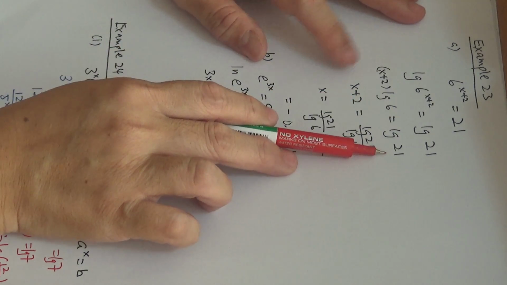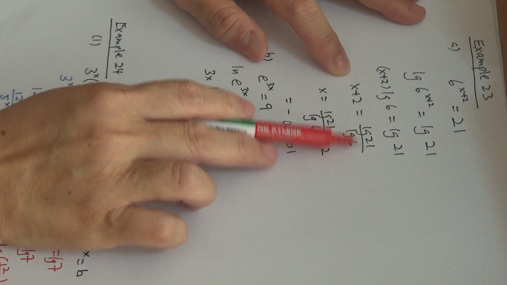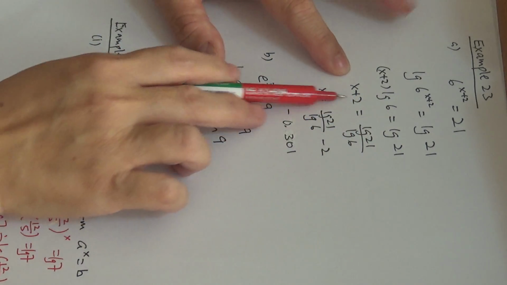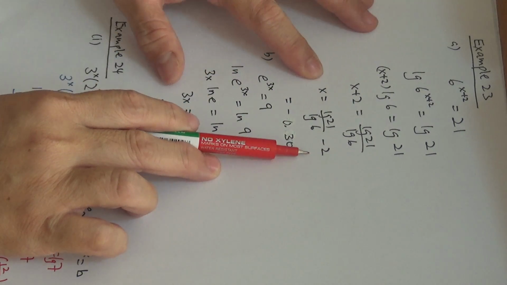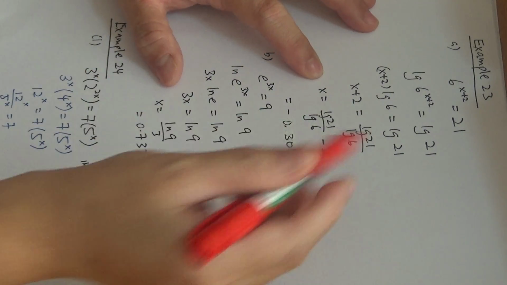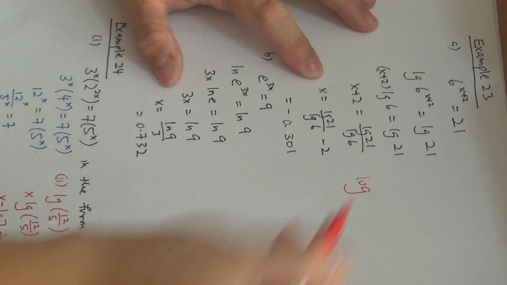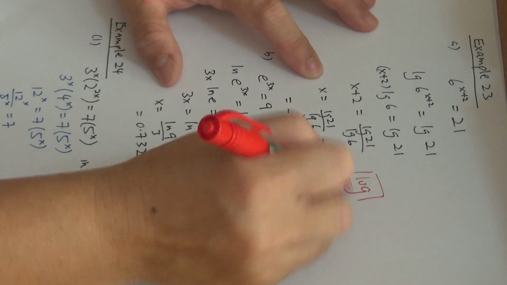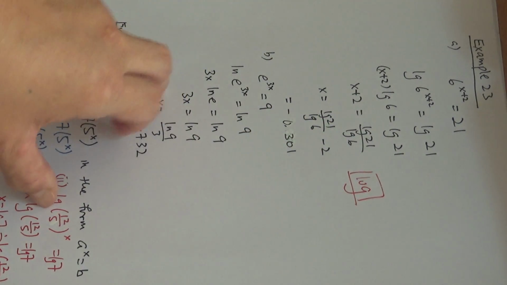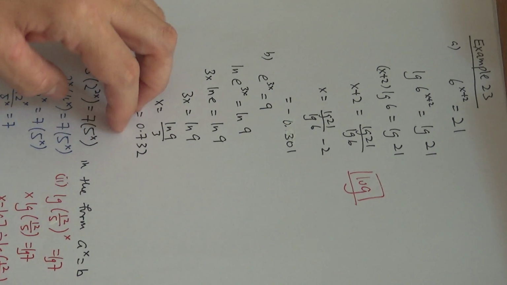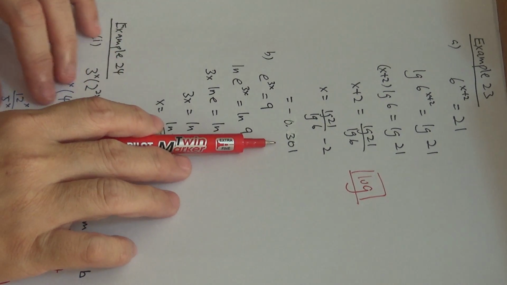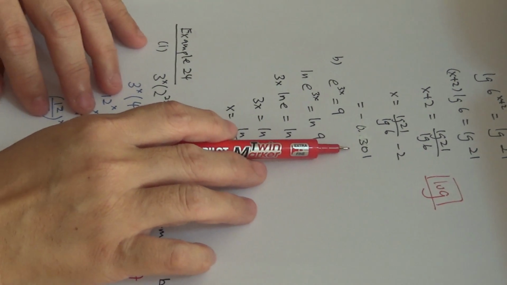Then we have this. Then x plus 2 is log 21 over log 6. Then you bring the 2 over to become negative 2. Remember, LG is common log, and on your calculator, you press LOG in order to find the value. Okay, so you will get the answer as negative 0.301.